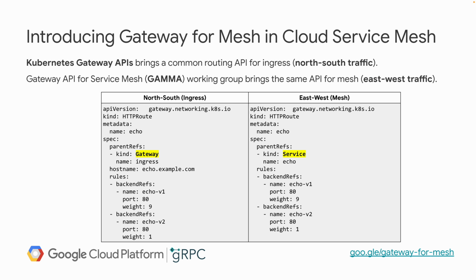Today, I'm excited to share that you can use the Kubernetes Gateway API to configure Cloud Service Mesh for both Proxyless gRPC and sidecar proxy. Gateway API was originally designed to manage traffic from clients outside of the cluster to services inside the cluster, the ingress or north-south case. And the same API is extended to be used for inter-service or east-west traffic within the same cluster.